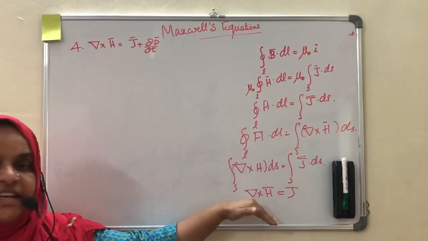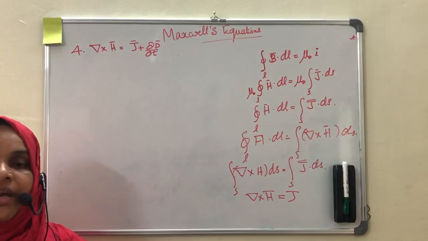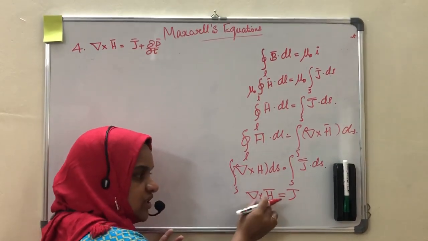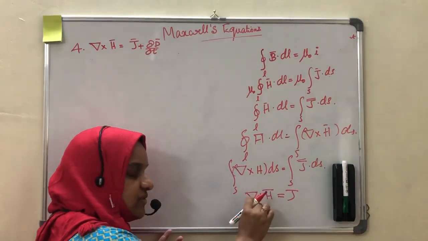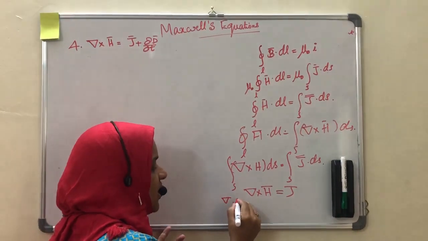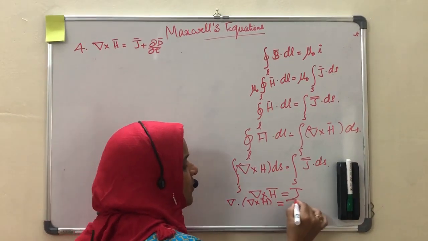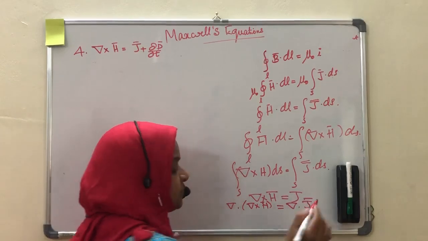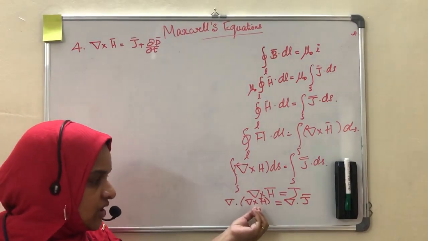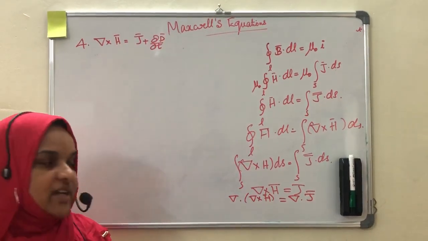But there is an inconsistency in this Ampere's circuital law, which was removed by James Clerk Maxwell. If you take the divergence of the left hand side and right hand side, we'll see what will happen. Del dot of del cross H is equal to del dot J. Here, the left hand side is the div of curl of a function. Div curl of any function is equal to 0 by vector calculus.